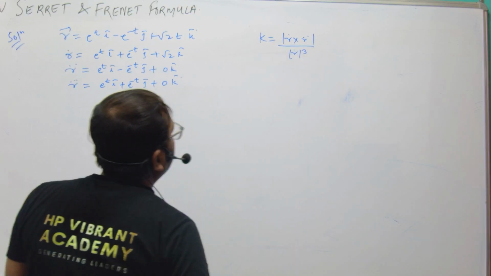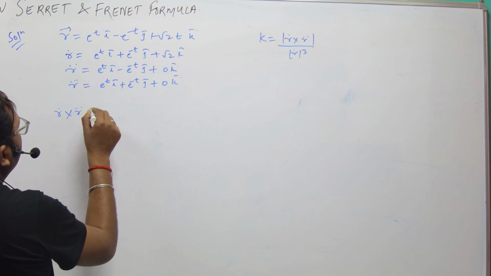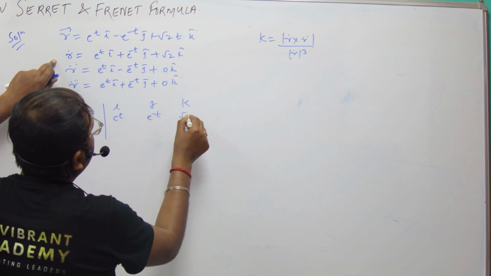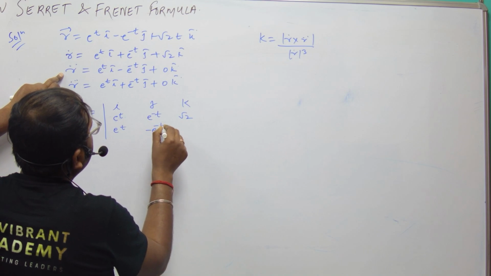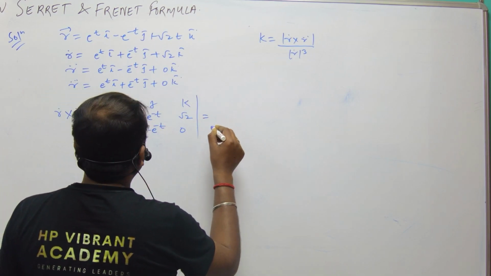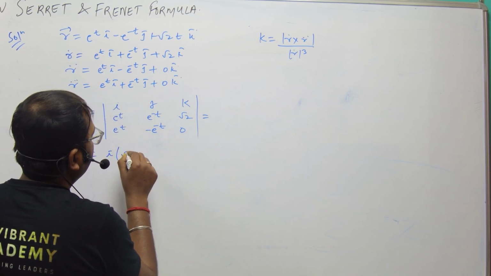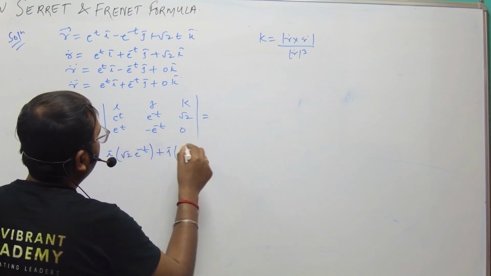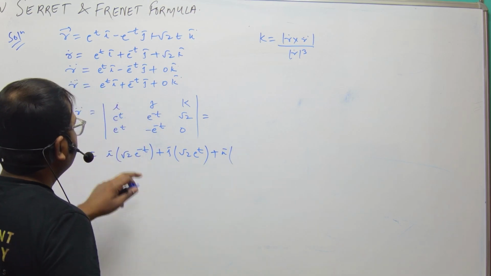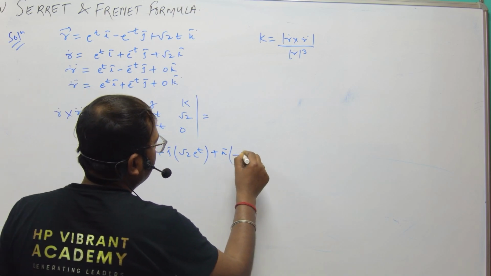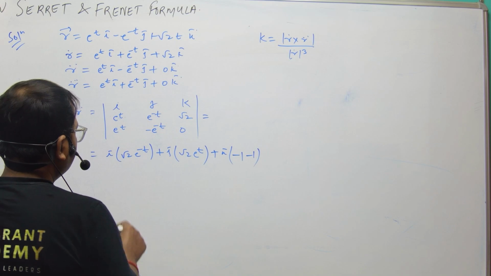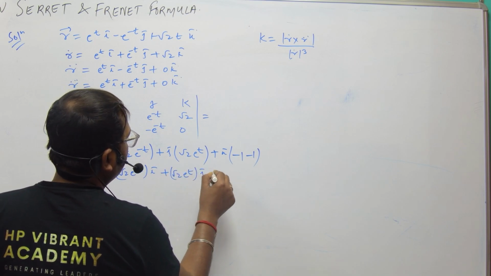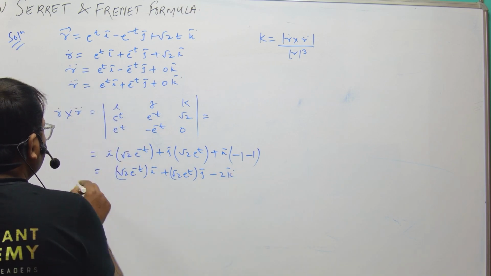Let us find r dot cross r double dot, given by the determinant with i, j, k, then e to the power t, e to the power minus t, root 2, and e to the power t, minus e to the power minus t, 0. This we can write as i times of 0 plus root 2 e to the power minus t, plus j times of root 2 e to the power t, plus k cap times of minus 1 minus 1. This is equal to root 2 e to the power minus t i cap plus root 2 e to the power t j cap minus 2 k cap. Okay, this is r dot cross r double dot.